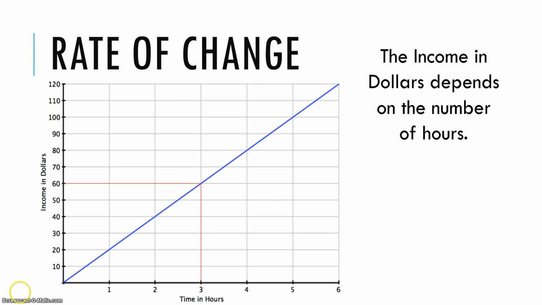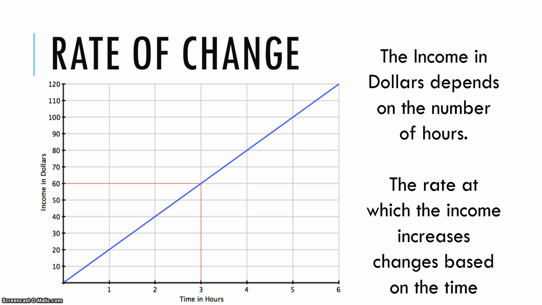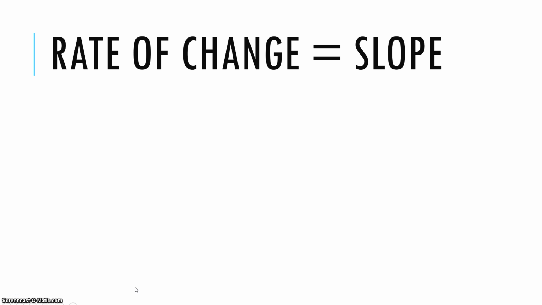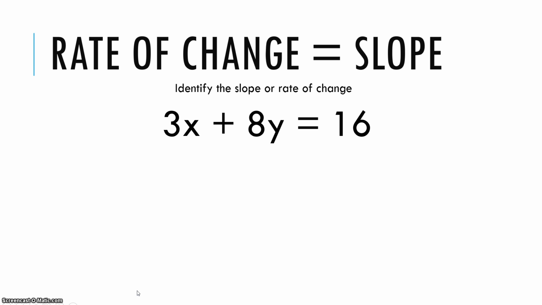The income in dollars depends on the number of hours. The rate at which the income increases changes based on the time in hours. Remember, the rate of change is the slope. In this problem, we're going to identify the slope or rate of change.